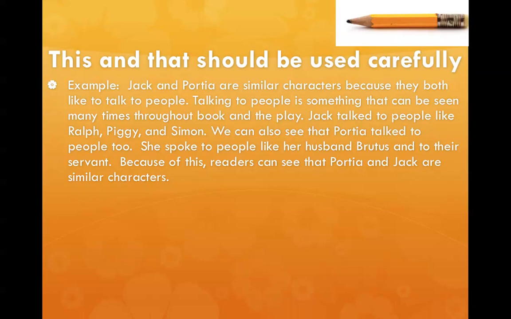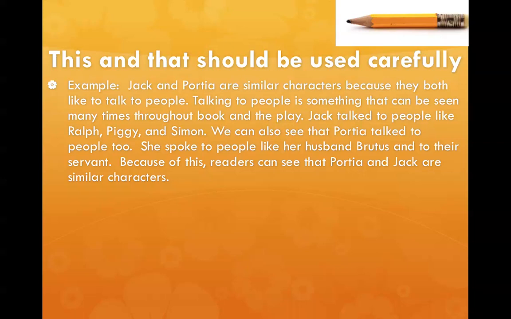Jack and Portia are similar characters because they both like to talk to people. Talking to people is something that can be seen many times throughout the book and the play. Jack talked to people like Ralph, Piggy, and Simon. We can also see that Portia talked to people too. She spoke to people like her husband Brutus and to their servant. Because of this, readers can see that Portia and Jack are similar characters.